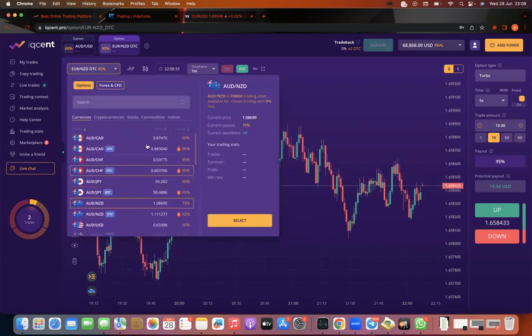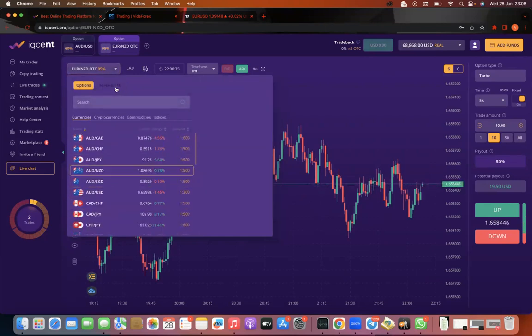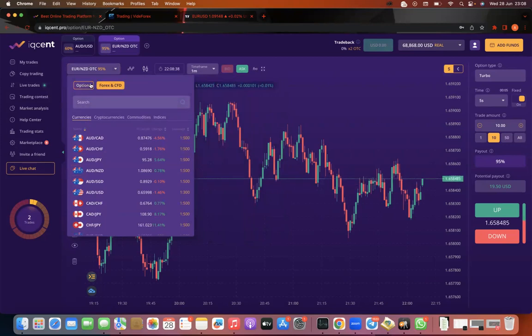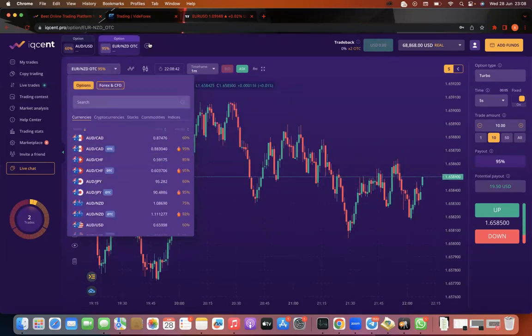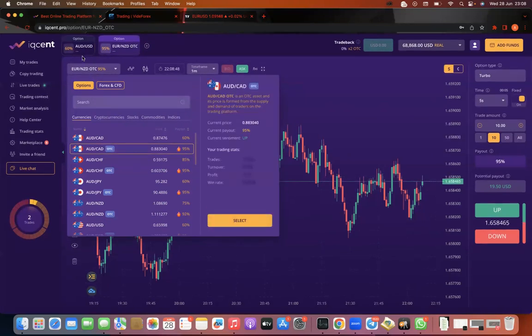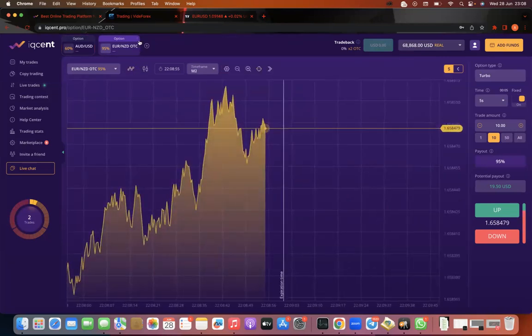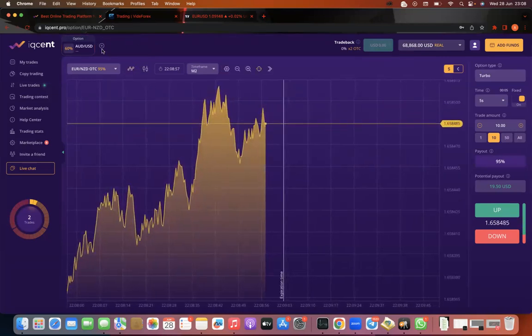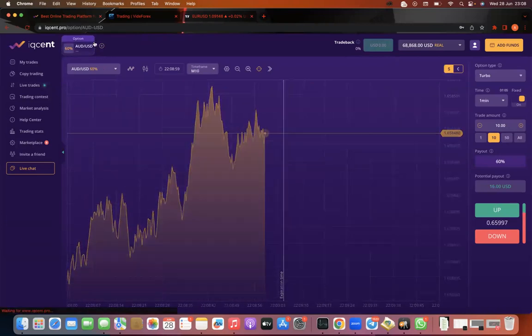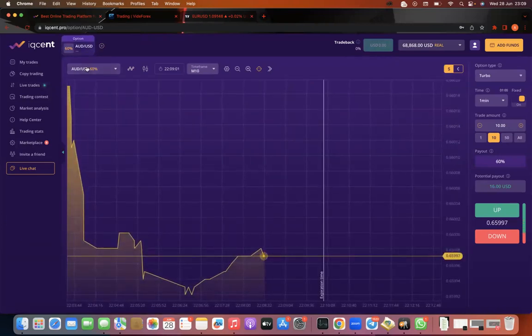All right, so there's also another very big feature here. You can actually add multiple pairs up here. For example, say I'm only trading 5 pairs. I only like trading 5 pairs, I don't like doing more than 5, and maybe for some reason I like doing OTC.